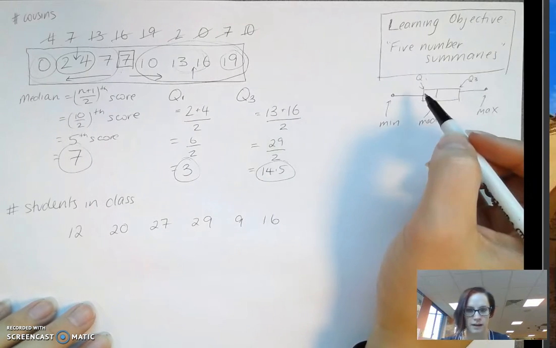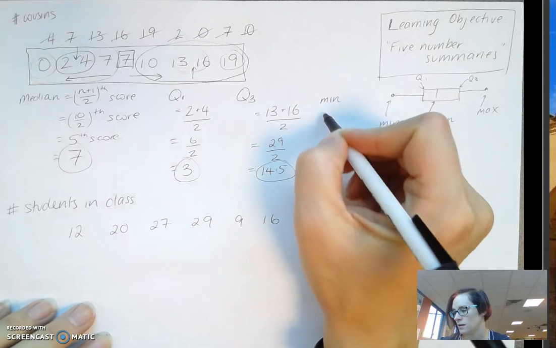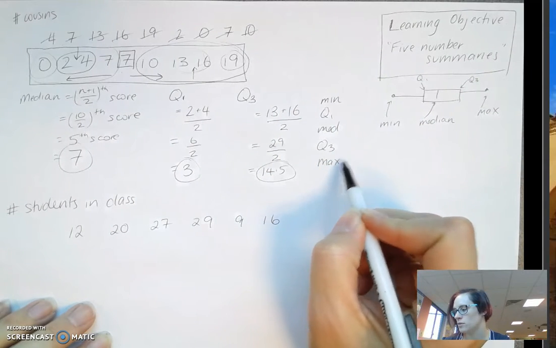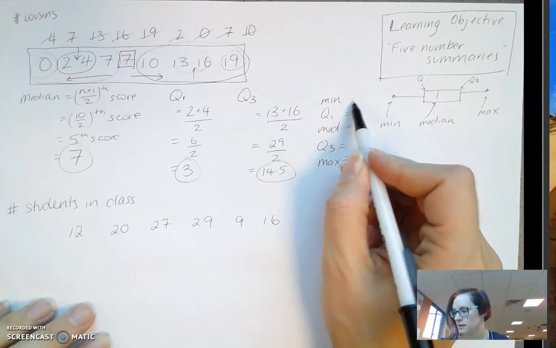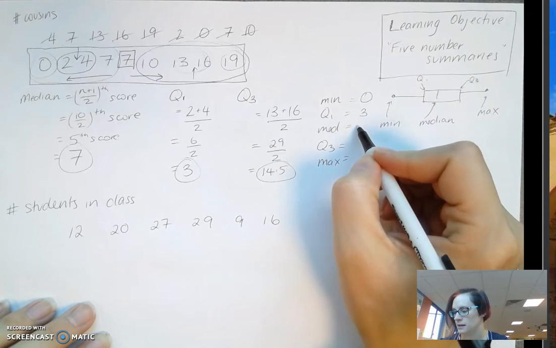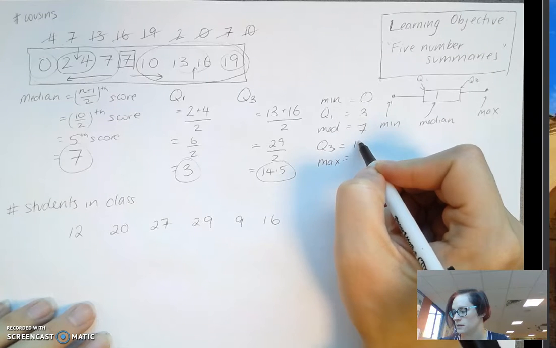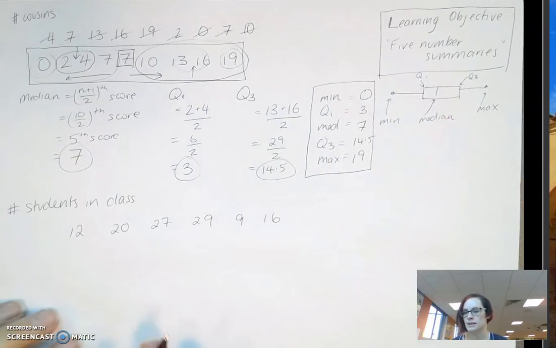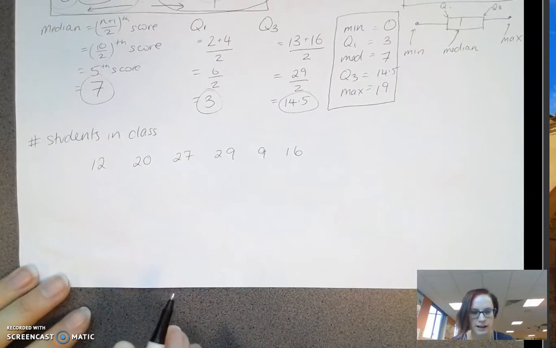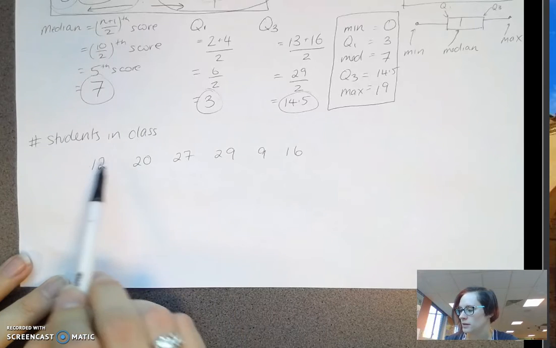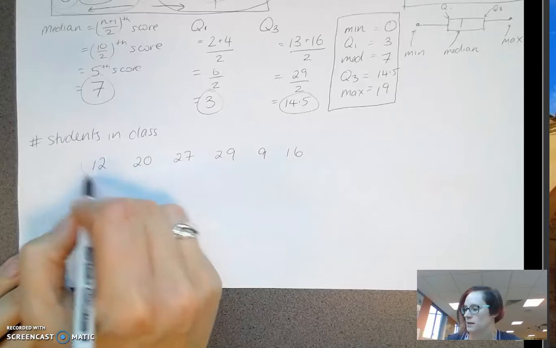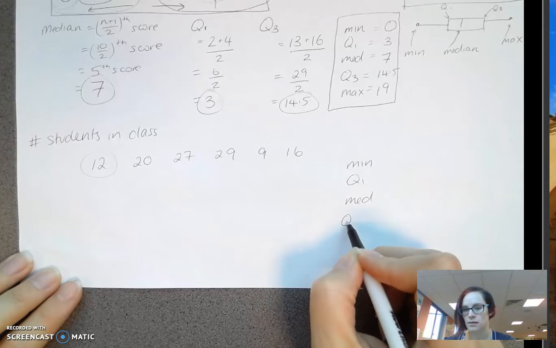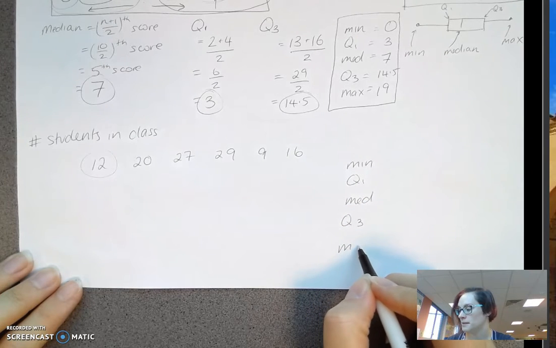So we can have our 5-number summary written down. So min, Q1, median, Q3, and max. We have them all now. Min 0, Q1 3, median 7, this one is 14.5, and our maximum was 19. So there is our full 5-number summary for that set of data. If we move to this one now, we can see there's 1, 2, 3, 4, 5, 6 bits of data. So we've got our min, let's just write it up first, min, Q1, median, Q3, and then our maximum.